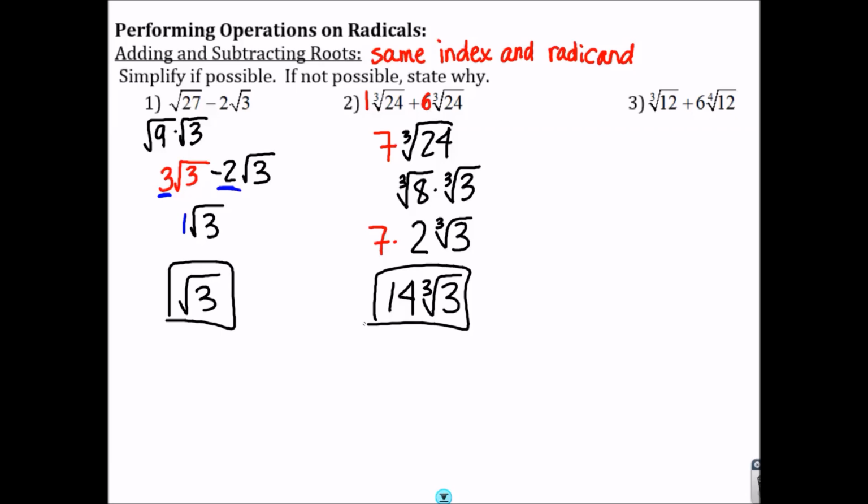The last one here has cube root of 12 plus 6 times the fourth root of 12. There's no way to change the index on these. So since one of them is a cube root and one of them is a fourth root, we cannot add them together, even though they have the same radicand. But if you can simplify cube root of 12 and fourth root of 12, you should do that. But in this case, you cannot. So that is our final answer.